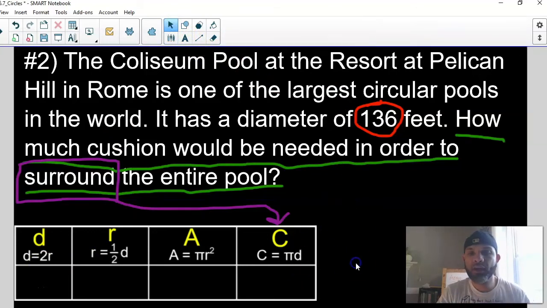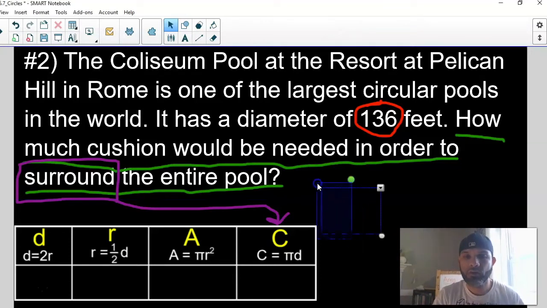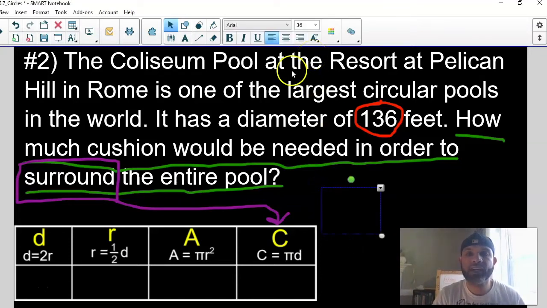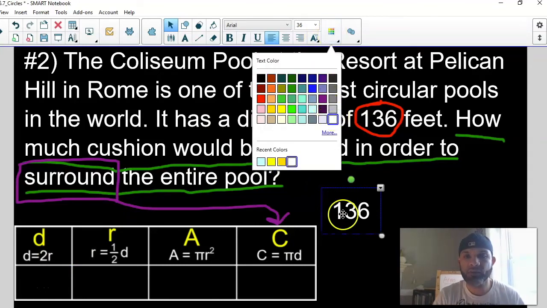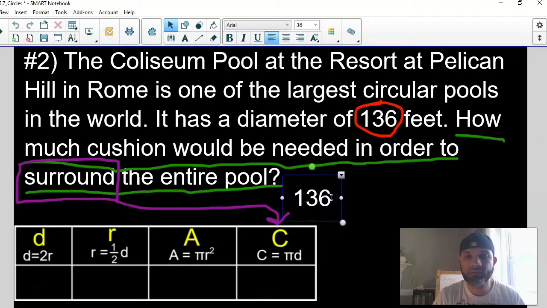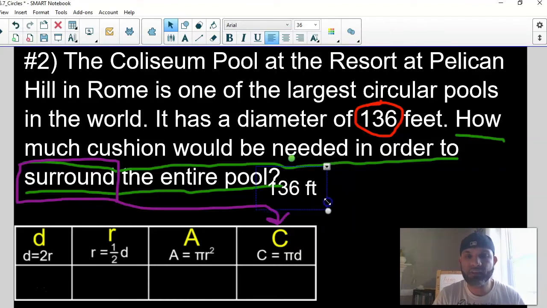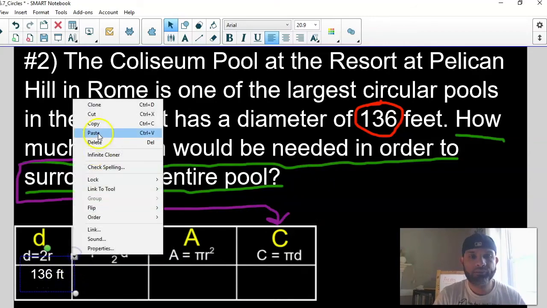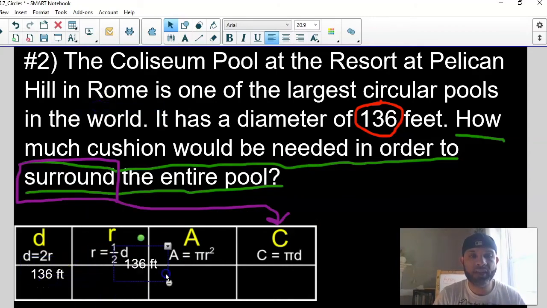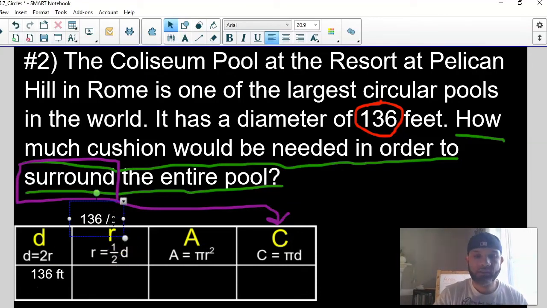What is the diameter? This first column says it's 136 feet. So I'm going to go ahead and do that, and let's not forget our units. 136 feet is the diameter. I'm going to put that right here. Which means the radius is what? Well, the radius is half of the diameter, the diameter divided by 2. So what is 136 divided by 2?